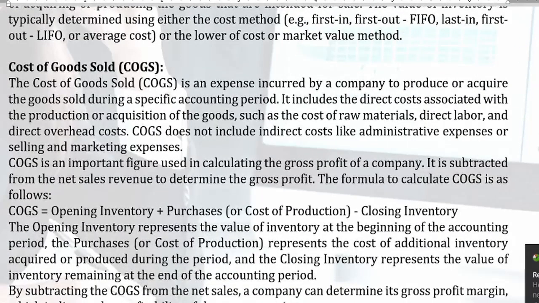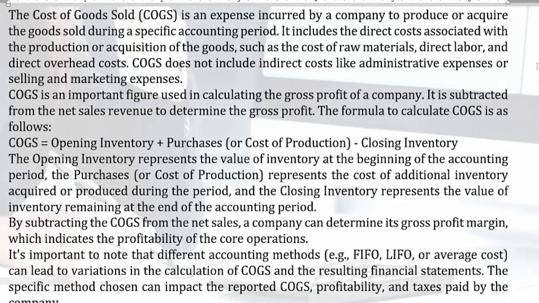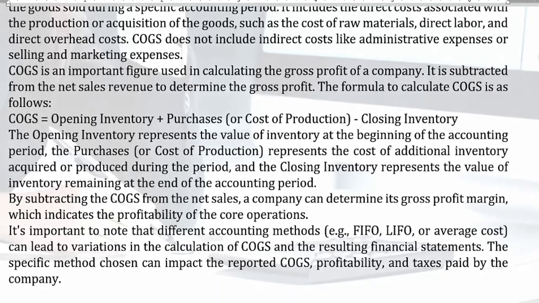Cost of goods sold, COGS. The cost of goods sold, COGS, is an expense incurred by a company to produce or acquire the goods sold during a specific accounting period. It includes the direct costs associated with the production or acquisition of the goods, such as the cost of raw materials, direct labor, and direct overhead costs. COGS does not include indirect costs like administrative expenses or selling and marketing expenses. COGS is an important figure used in calculating the gross profit of a company. It is subtracted from the net sales revenue to determine the gross profit.